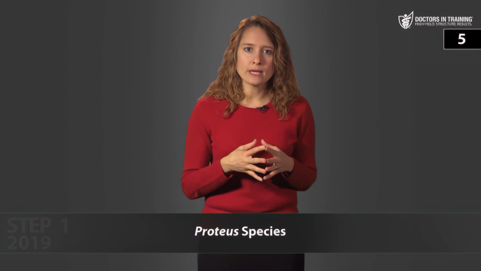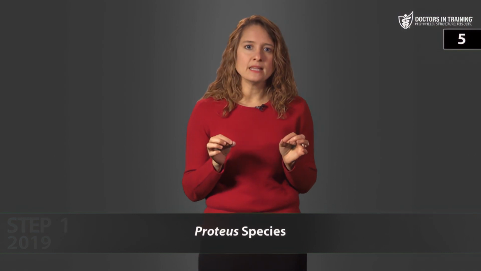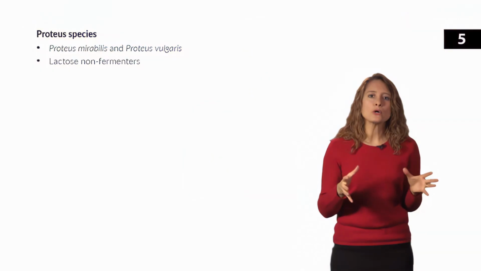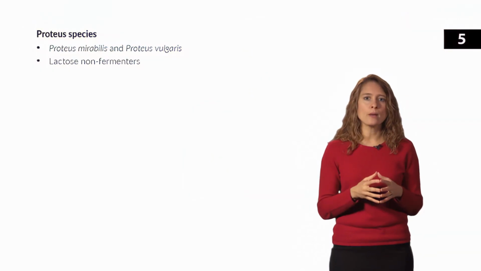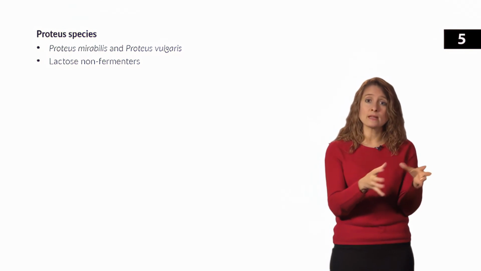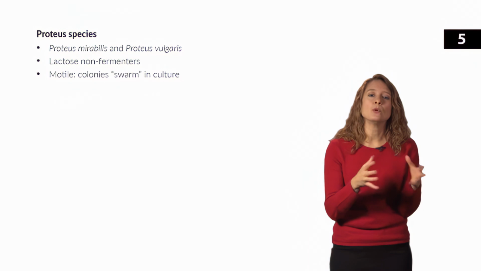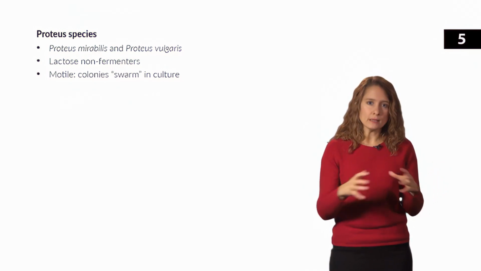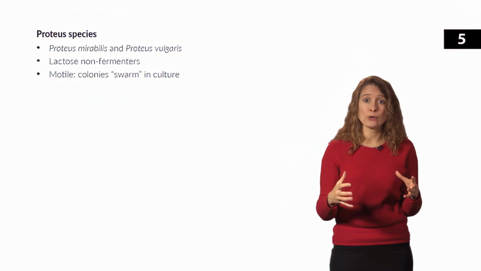Now for the last gram-negative organisms that we'll be discussing in this session, Proteus mirabilis and Proteus vulgaris. Proteus does not ferment lactose. One microbiological clue to further identify this lactose-negative, gram-negative rod is its motility. Proteus colonies can swarm an agar plate and obscure other bacteria that are trying to grow there.